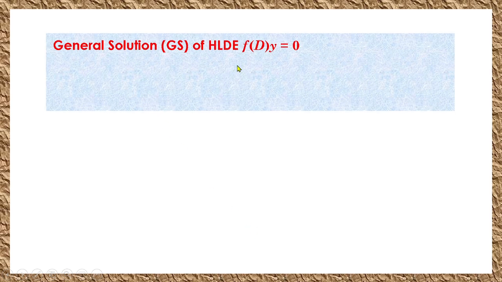The general solution of the homogeneous LDE, f of D applied to y equal to 0, is given by y equals y sub c. Remember, the general solution of a general LDE is y equals y sub c plus y sub p. But if the right side is 0, meaning you have a homogeneous LDE, y sub p is 0. So you have just y sub c. But what is y sub c? Y sub c is c sub 1 y sub 1 plus c sub 2 y sub 2 plus c sub 3 y sub 3 plus ... plus c sub n y sub n.